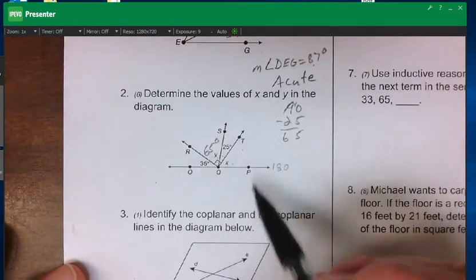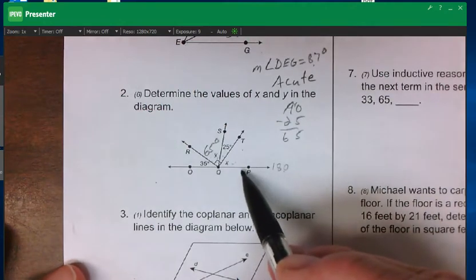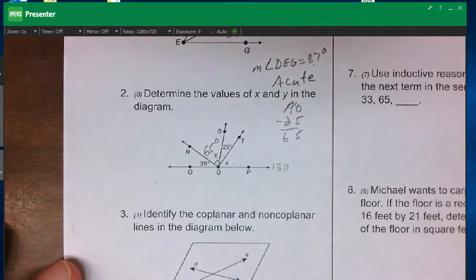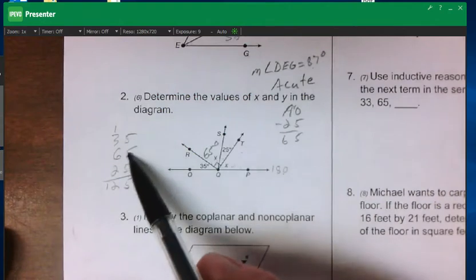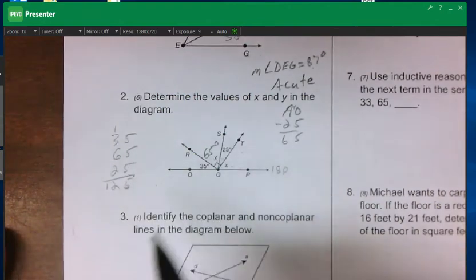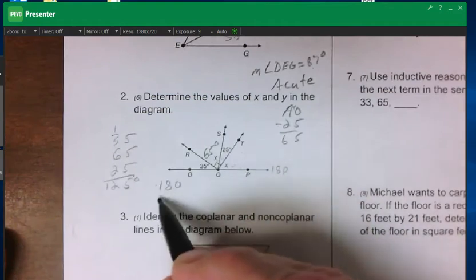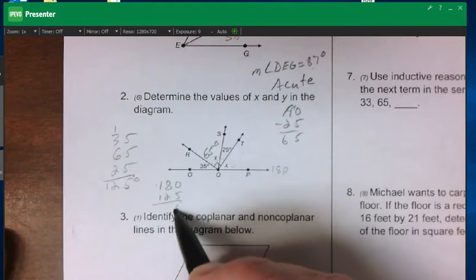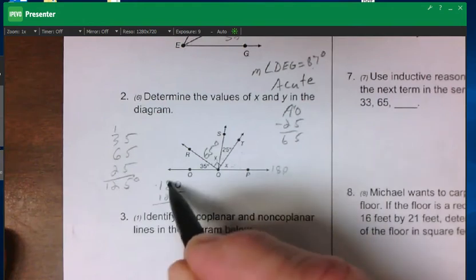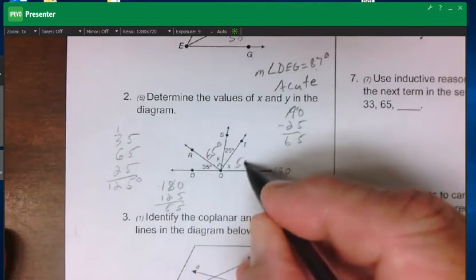These three added together and subtracted from 180 will give you x. Finding x, we'll just come over and add the 3 together. We'll get 125 degrees. And then you subtract that from 180. Should come out to be 55. If you subtract that from there, that's 55 degrees. So x equals 55 degrees.